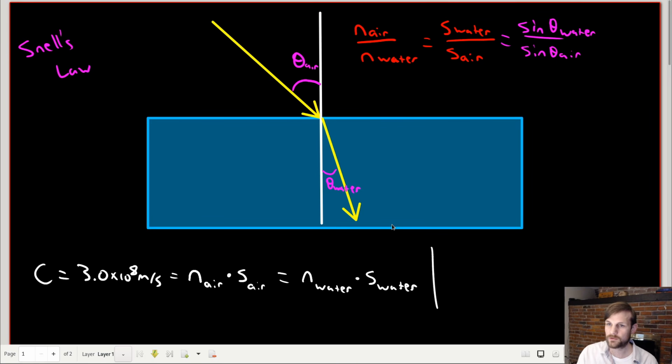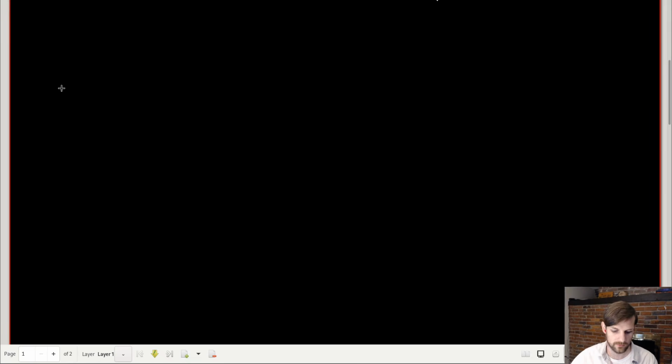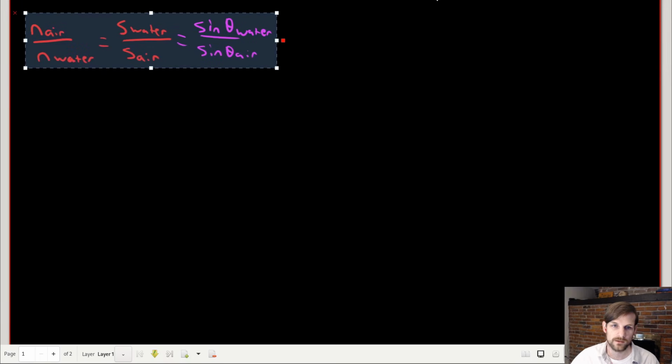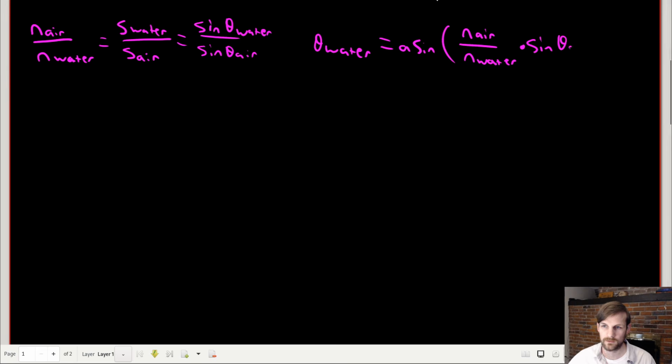Now, this is an important equation, so we're going to keep it in mind as we go further. So let's take this equation and move it somewhere, shall we? How about down here? So let's say we want to solve for theta water. Well, we know that theta water is equal to the arcsine of the index of refraction in air over the index of refraction of water times the sine of theta in air. This is just a simple reordering of the equation.